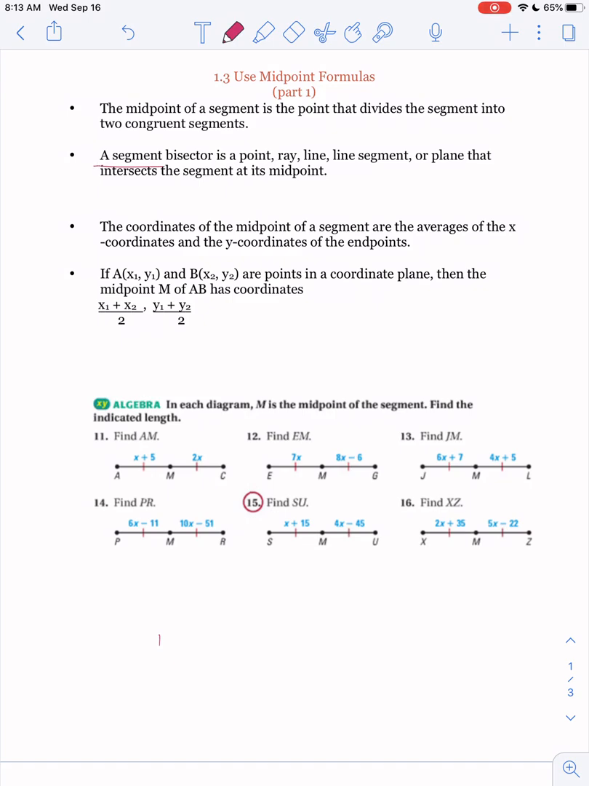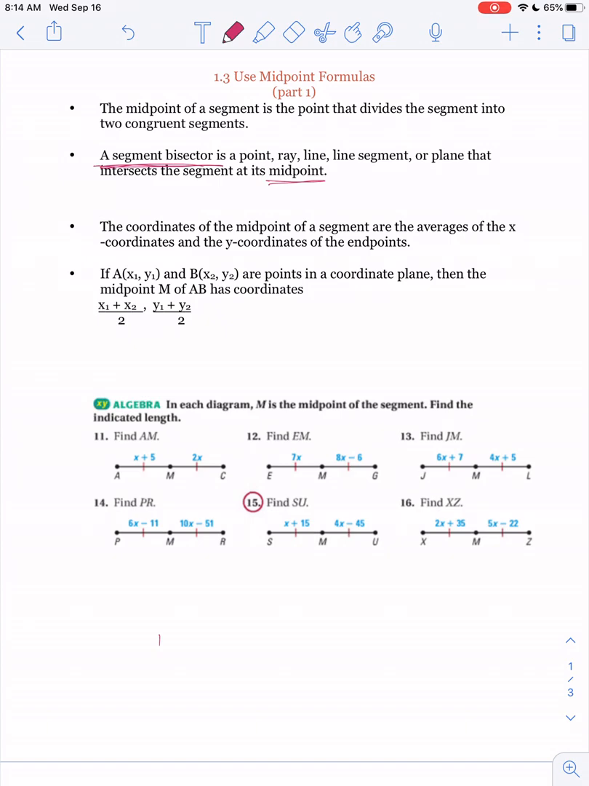A segment bisector, what divides that into two equal parts? Bisect means to cut into two equal parts. It could be a point that divides it into two parts, a ray, a line, or a line segment. It could even be a plane that divides it into two equal parts, and that means it goes through its midpoint. How do we find the location of the midpoint on a coordinate plane?